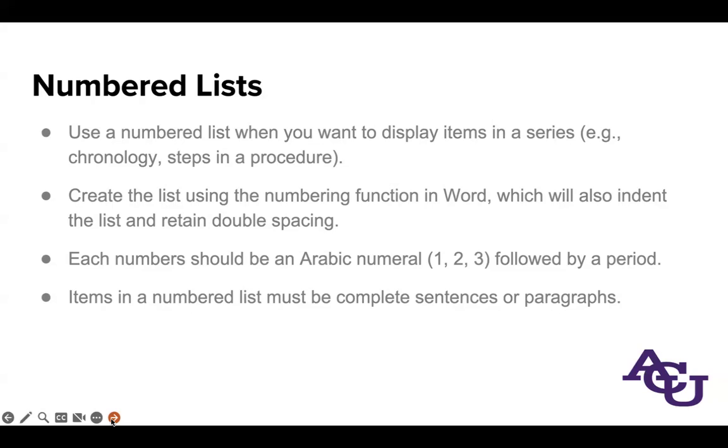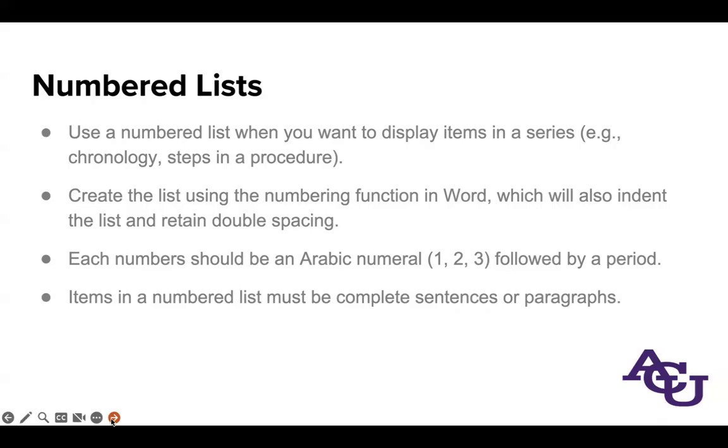When you create a numbered list, you should create it using the numbering function in Word or your word processing program. This will automatically indent the list and it will make sure that you retain double spacing as APA requires. Each of the numbers should be an Arabic numeral. So that's just the way we normally write numbers 1, 2, 3 when we're doing math or whatever. And you'll follow each one with a period. Again, you don't use a parenthesis.